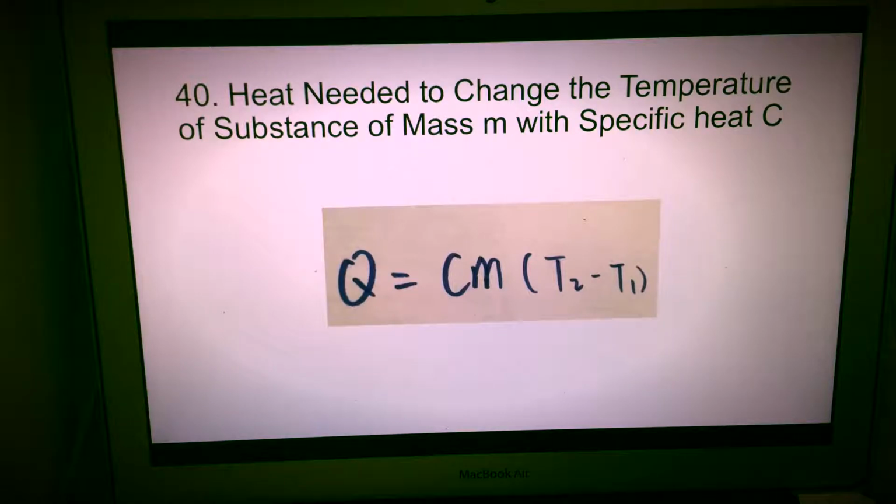40. Heat needed to change the temperature of a substance of mass m with a specific heat c. Q equals c m delta T. T2 minus T1 is the change in temperature, and c is the specific heat for different liquids or different substances, and m is the mass, and Q is the heat or work.